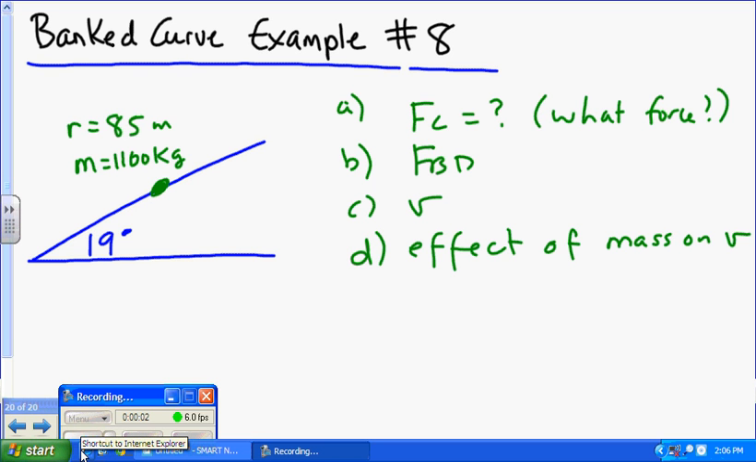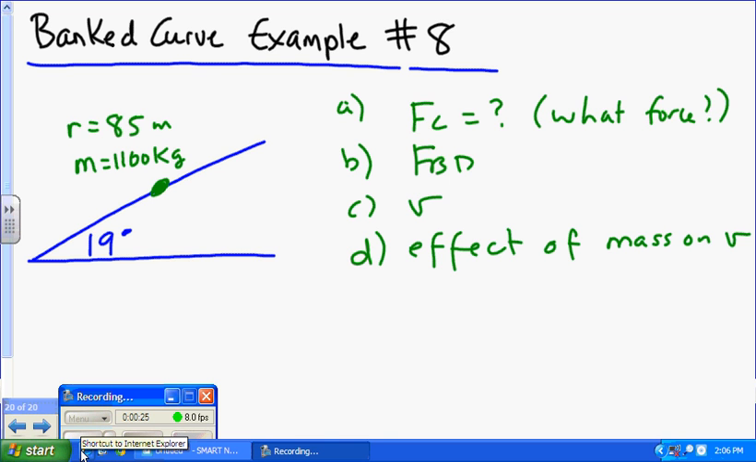Okay, so this is a final example on circular motion. This is to do with the banked curve. On your handout sheet is number 8, and it involves a banked curve where you have a car with a specific mass of 1,100 kilograms. Notice it says it's a frictionless banked curve. That's always our assumption. There's no friction.